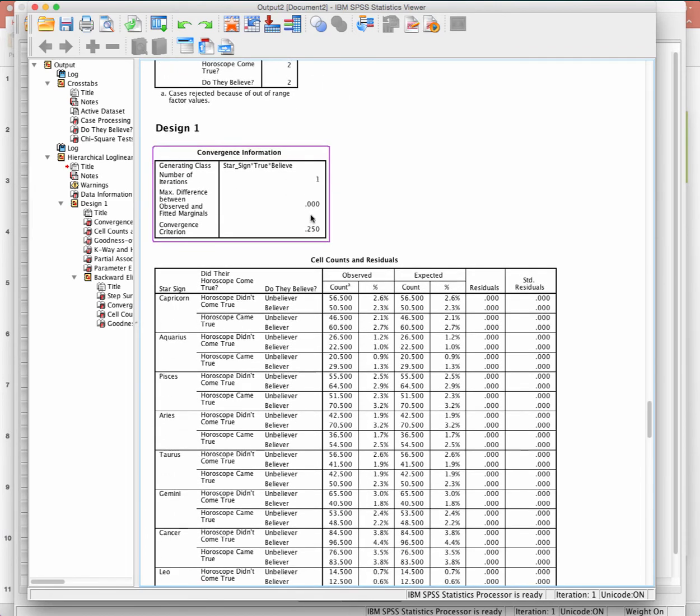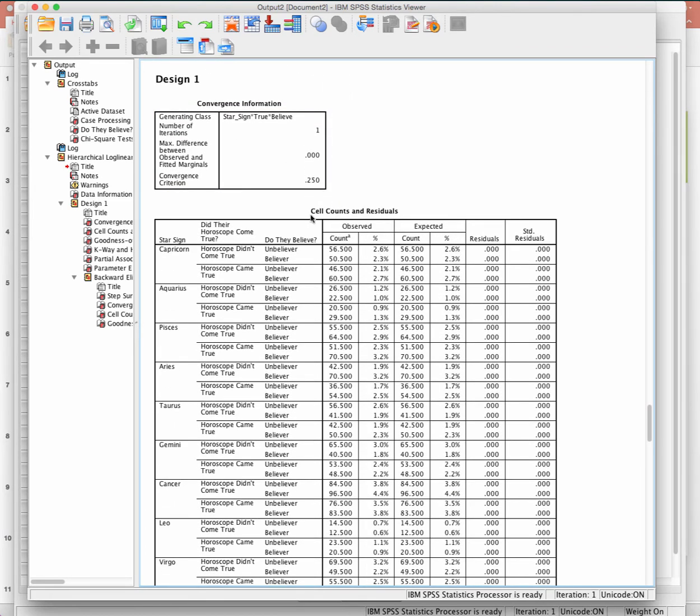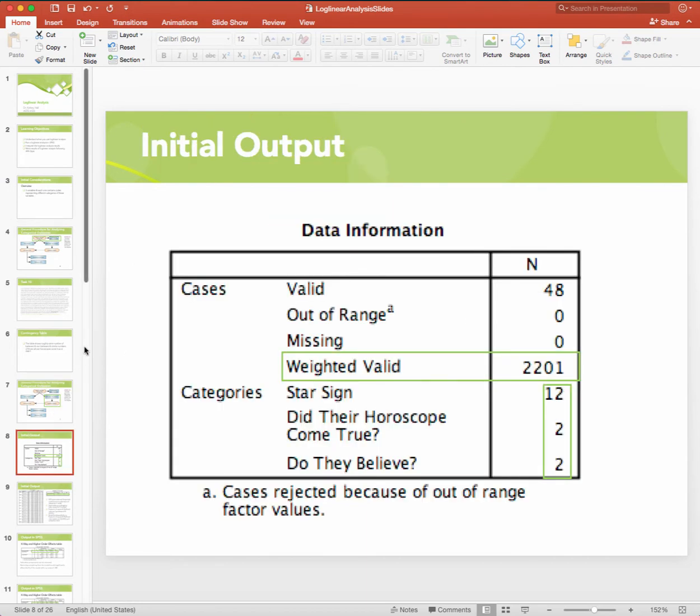And what I'm going to do is just go into the PowerPoint and walk you through the different tables and what we need to know for the analysis. So the very first thing you need to know is the data information table. We need to know just the fact that we had 2,201 cases. This table also displays the number of levels that each factor has in the model. Since we have 3 factors, you see star sign with 12 levels, did their horoscope come true with 2, and do they believe with 2.